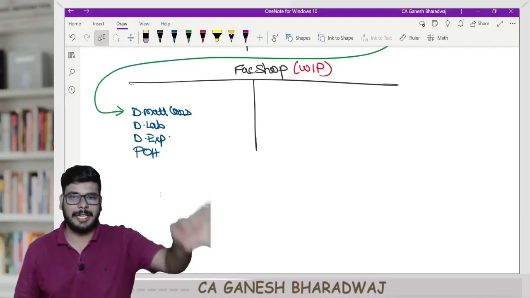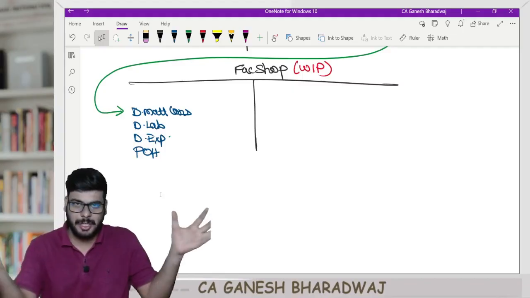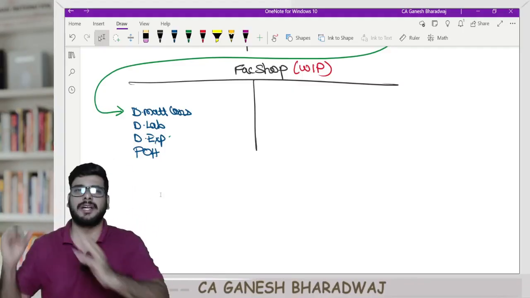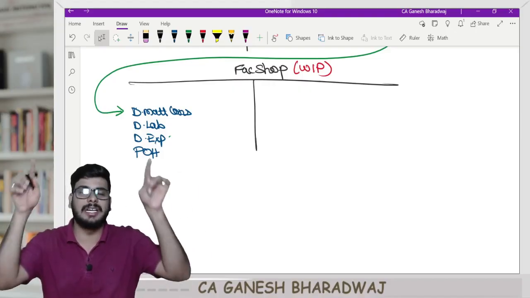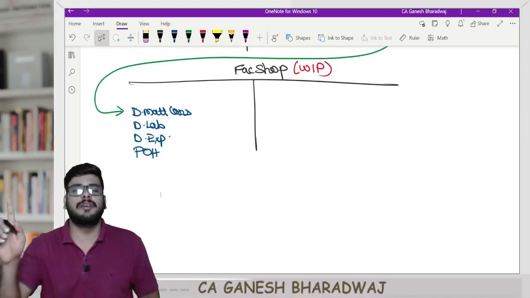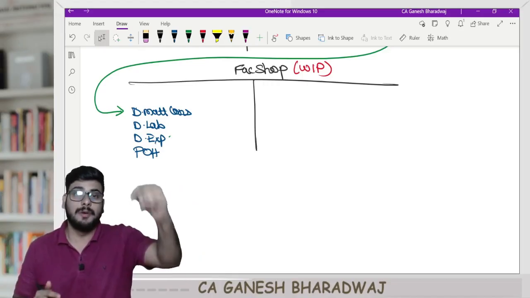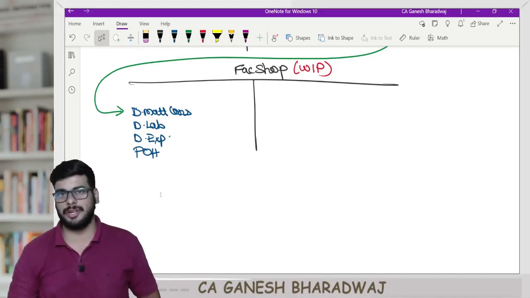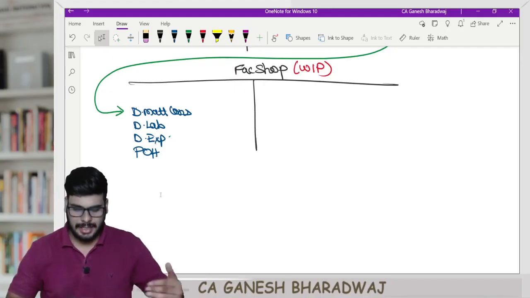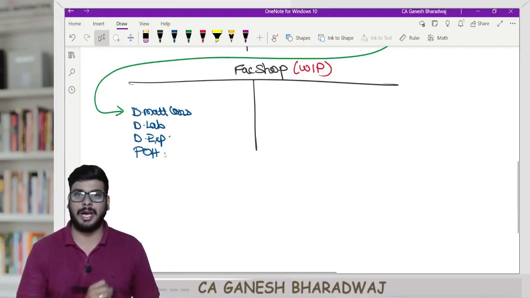So indirect material, indirect labor, indirect expenses put together are classified under one bucket called production overheads, which are incurred inside the factory. So overheads means indirect costs. Production overheads means indirect costs incurred inside the factory. Are you clear with this, guys? Since it is incurred inside the factory, we will put it here.